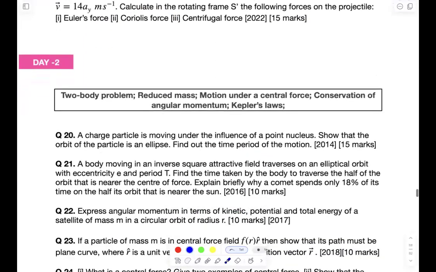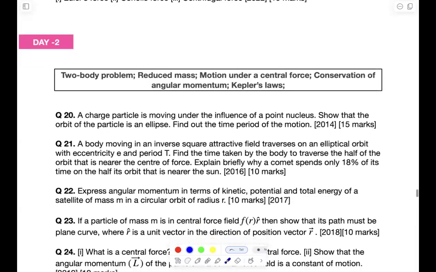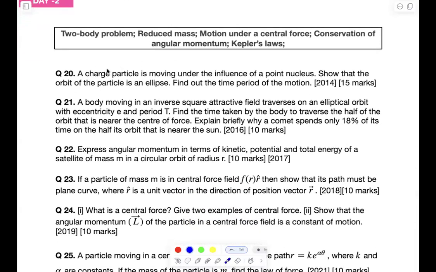Now, coming to the two-body problem, reduced mass, motion under central force, conservation of angular momentum, Kepler's law. Two-body problem and reduced mass, generally they do not ask any direct question, but they are written together. So coming from it, conservation of angular momentum, see what they are asking. Just see the question, the nature of the question. A charged particle is moving under the influence of a point nucleus so that the orbit is an ellipse. Find the time period of its motion. Again, it's a standard question. Yes or no?